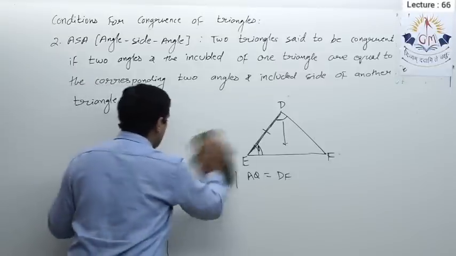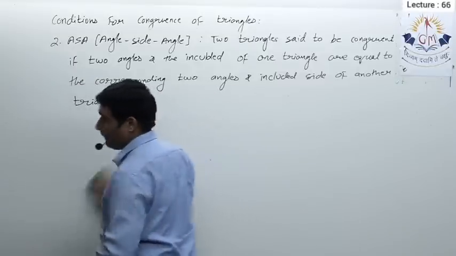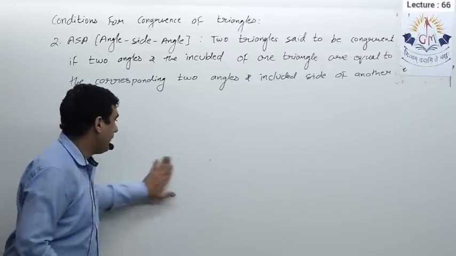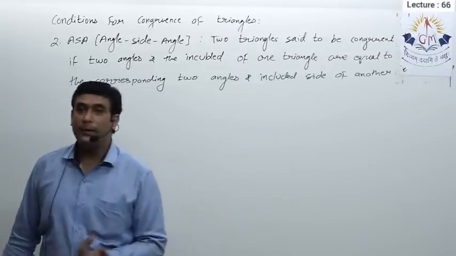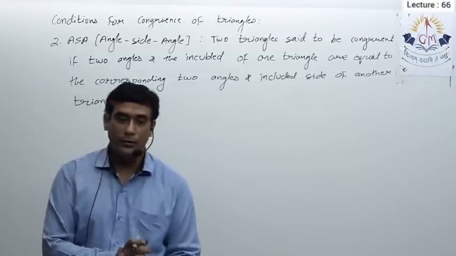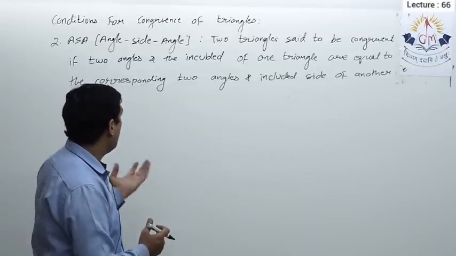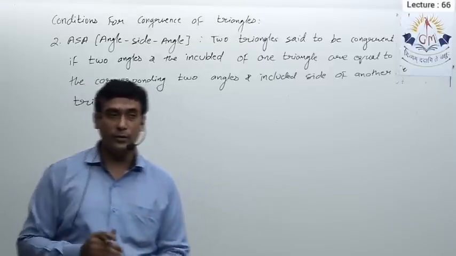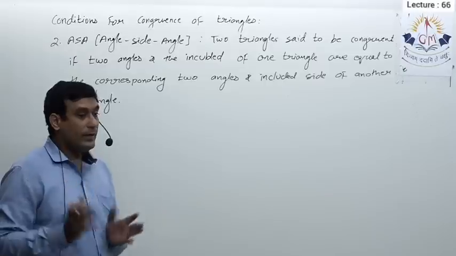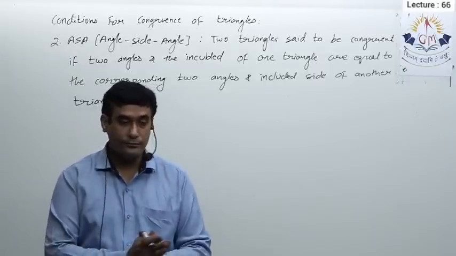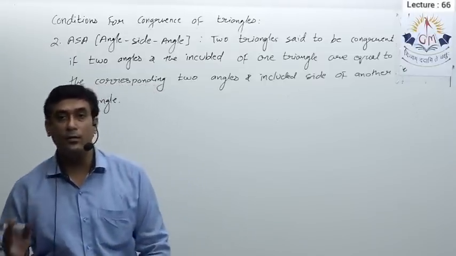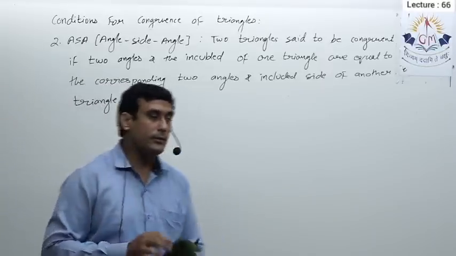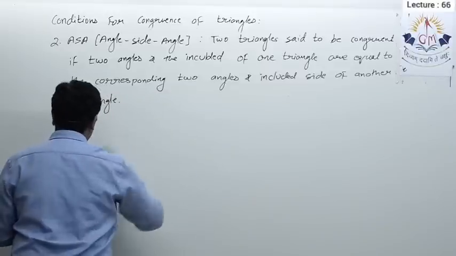Now we'll see the proof of this angle side angle. Okay, so again I repeat, this angle side angle condition for congruency, or the criteria of congruency, or the rule of congruency. What it says, see, we can say two triangles are congruent if two angles and the included side of one triangle are equal to the corresponding two angles and the included side of the other triangle. So now we will see its proof.